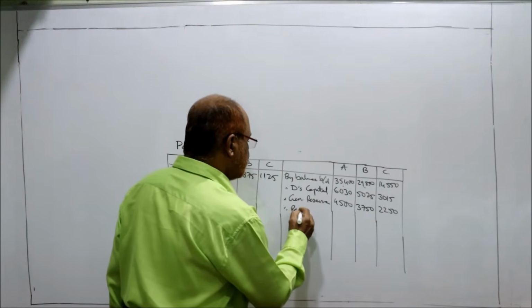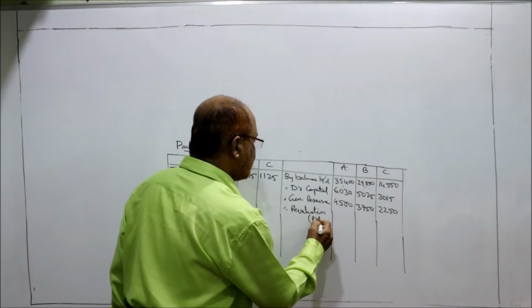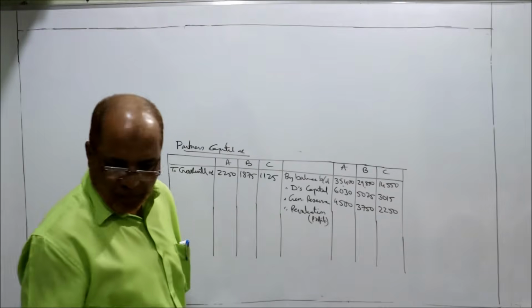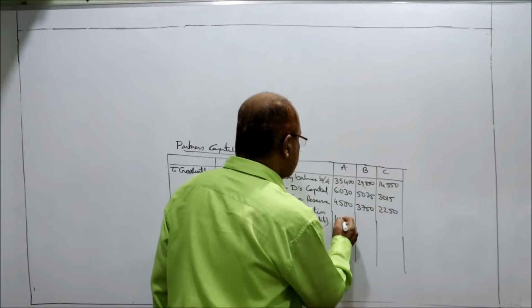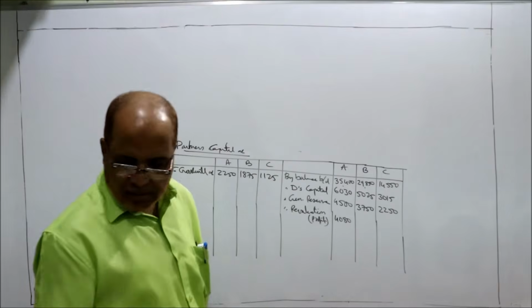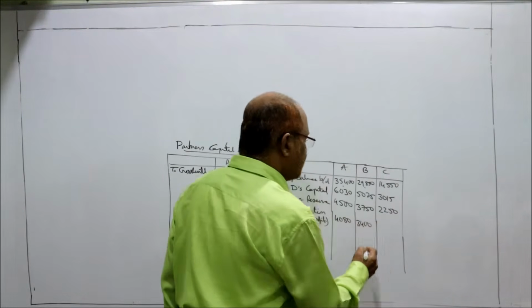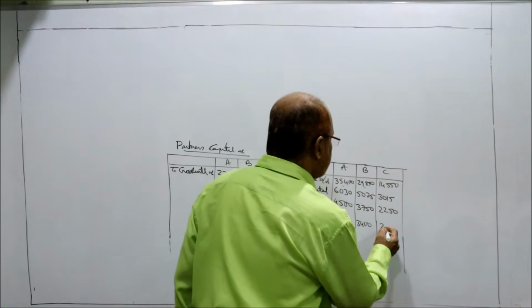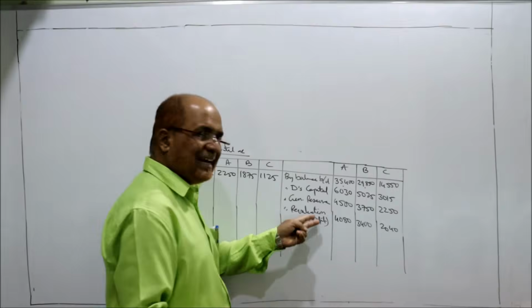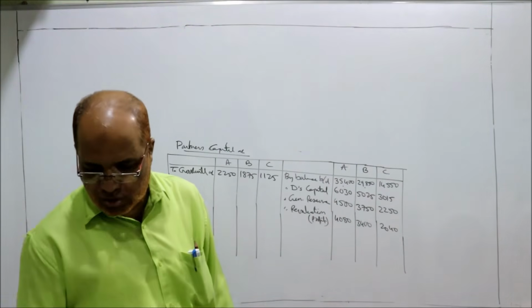Revaluation profit. The revaluation profit is 4080. Then we have 3,400. Then last one is 2040. Already we have passed all these entries. We are posting the journal entries. We are posting in the ledger accounts.